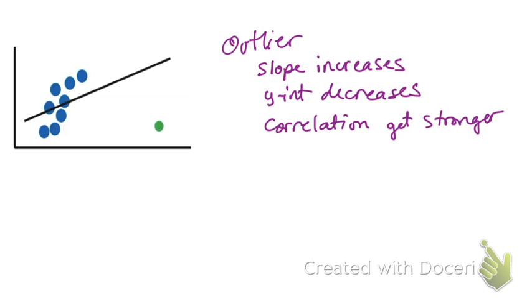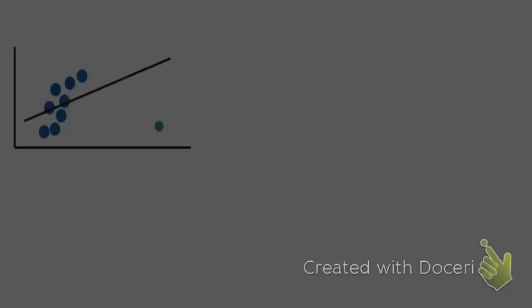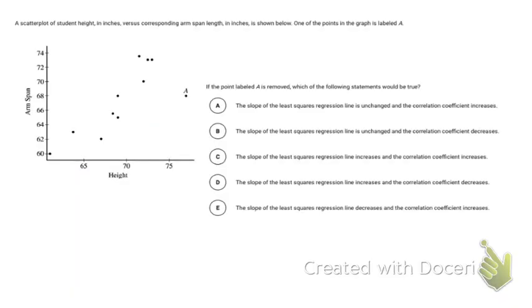All right, last question here. This is from an AP exam from a few years ago. The scatter plot of student height in inches versus corresponding arm span length in inches is shown below. One of the points on the graph is labeled A. If the point is removed, then what would happen? I'm going to give you guys a couple of seconds here to figure out which one you think it is.